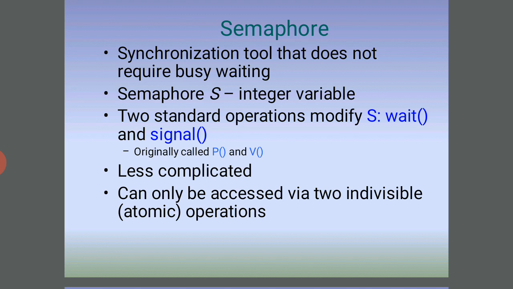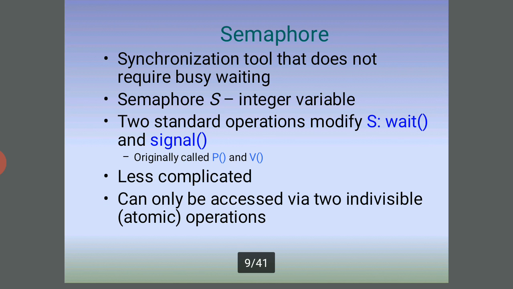So semaphore is a synchronization tool that requires an integer variable, accessed through standard operations, wait and signal. It is less complicated and can only be accessed via two indivisible atomic operations.